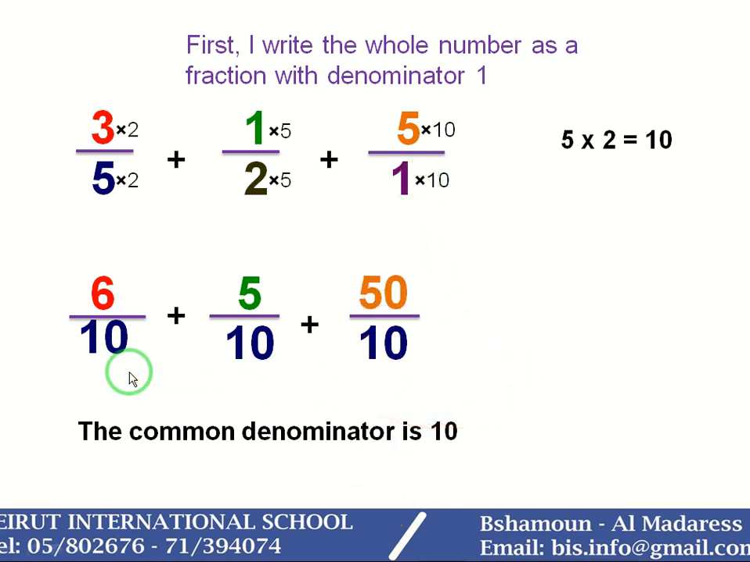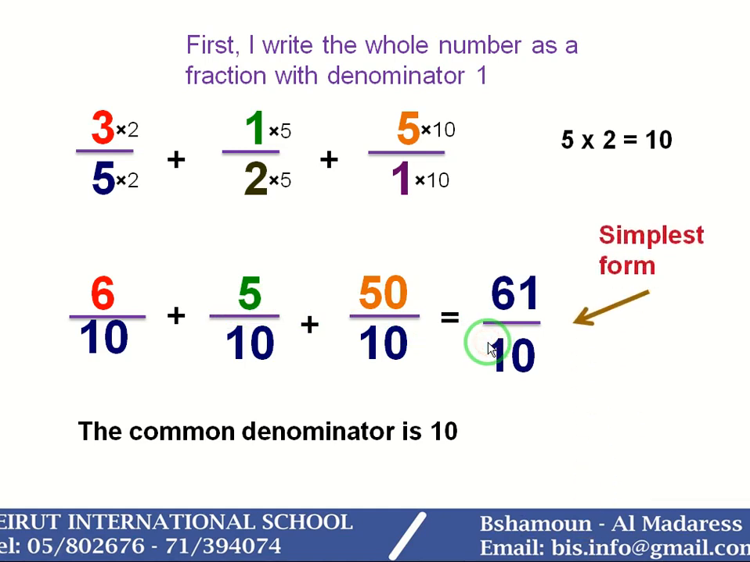Now I have the common denominator. I can add the numerators. 6 plus 5, 11. 11 plus 50 is 61 over 10. And here also my answer is in simplest form.